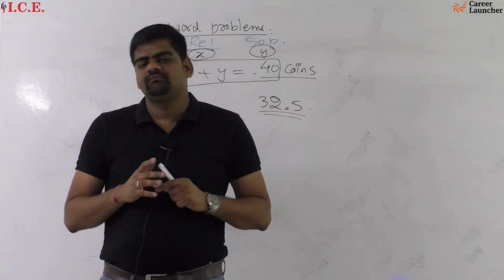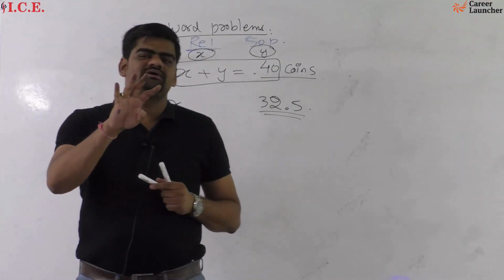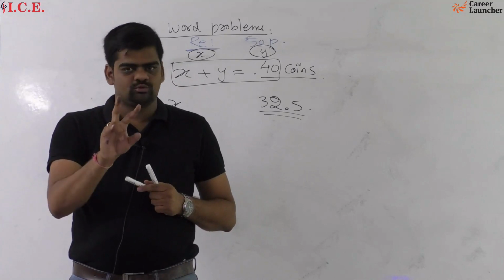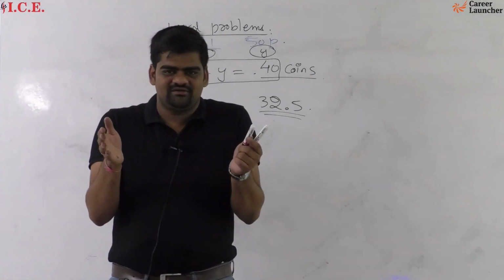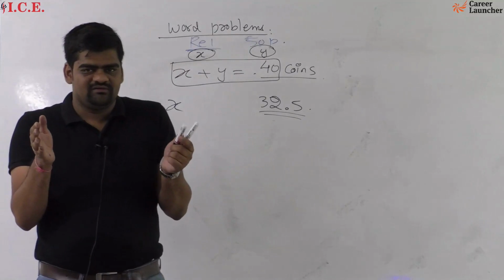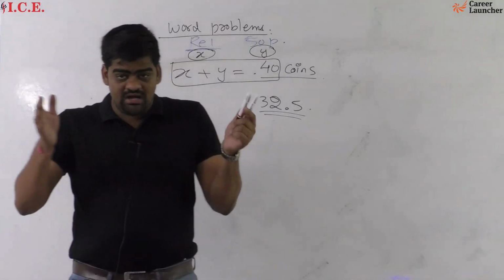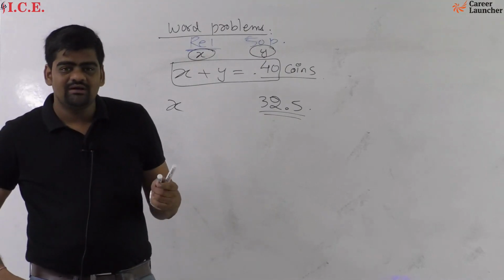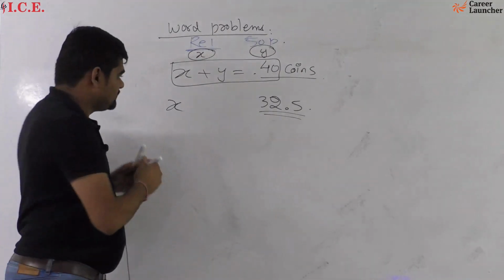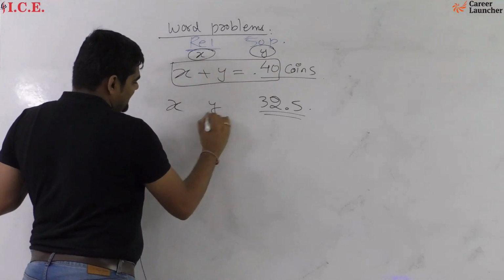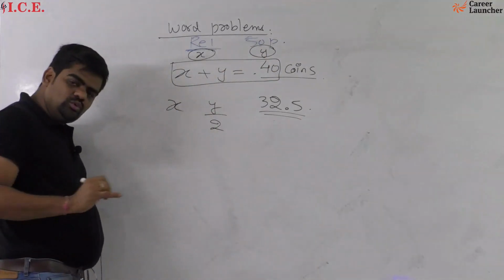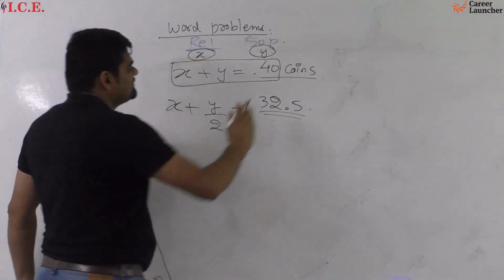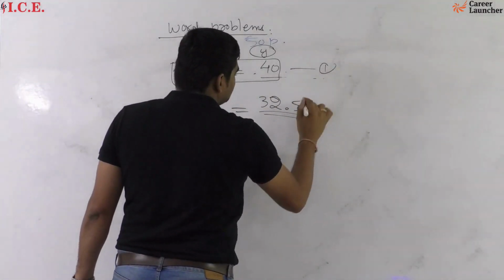Now, the other part. If I have, let's say, 4 fifty paisa coins, the value is how much? 2 rupees. If I have 10 fifty paisa coins, the value is 5 rupees. 100 fifty paisa coins, the value is 50 rupees. So can I say the value becomes half the number of coins? So the number of coins is y, so the value will become y by 2, and the total value I know is 32.5. Right? So this is my equation number 1, this is my equation number 2.